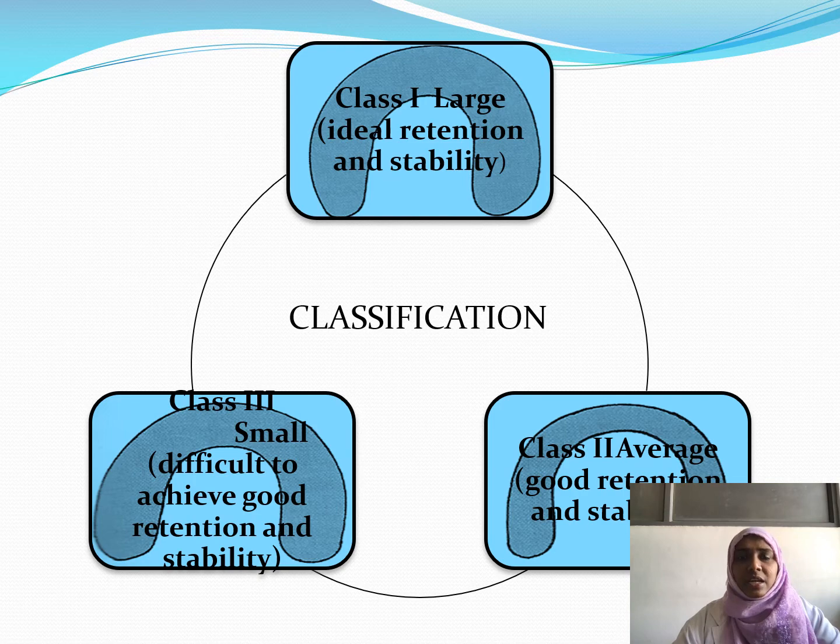Class 1 is large, it is ideal for retention and stability. Class 2 is average, is also good for retention and stability. Class 3 is small, difficult to achieve good retention and stability.